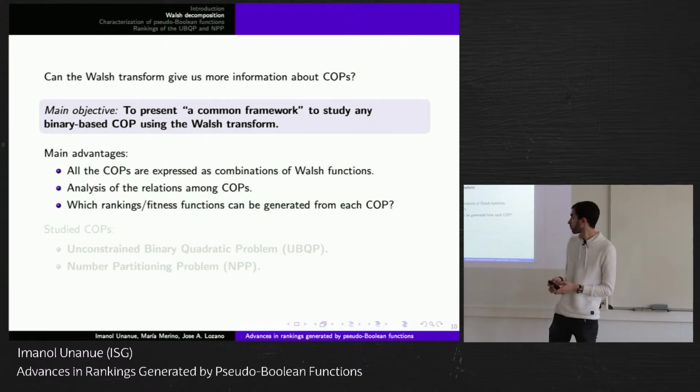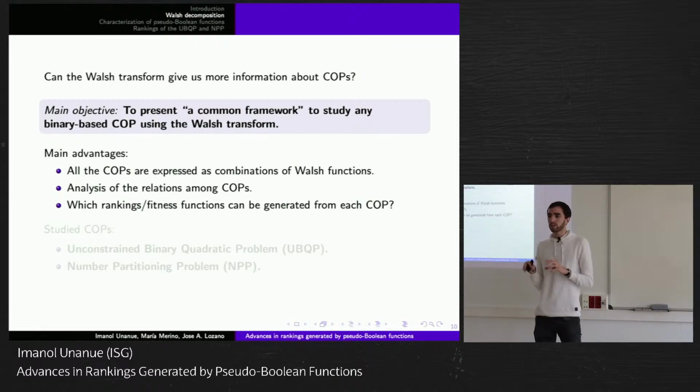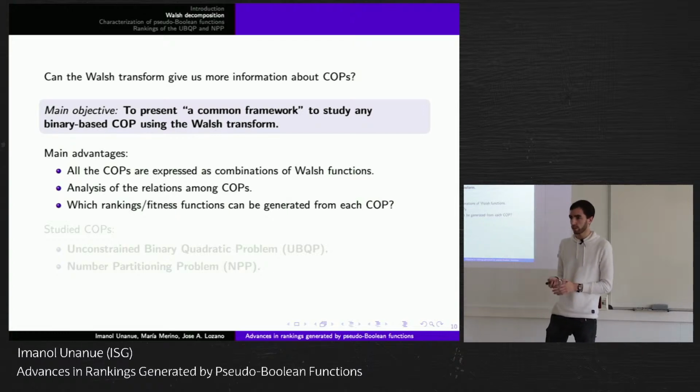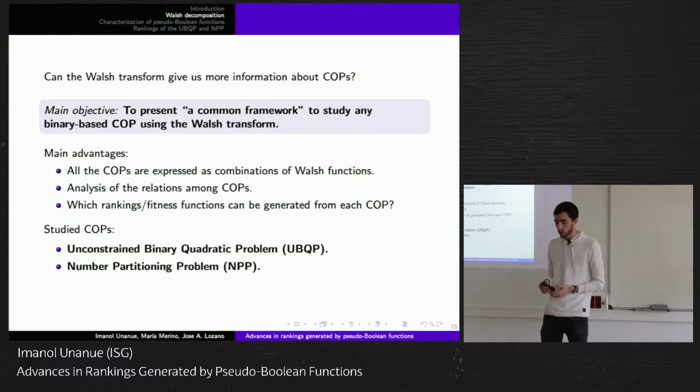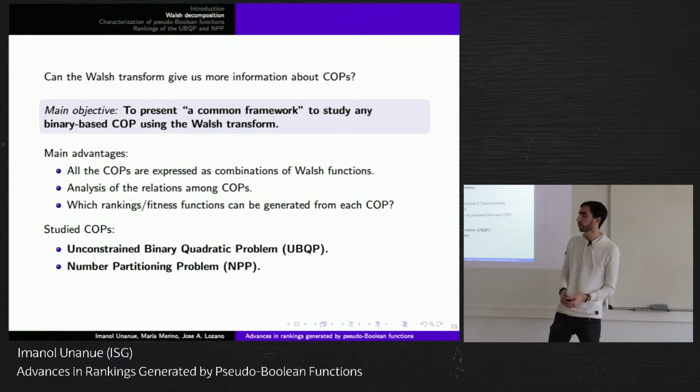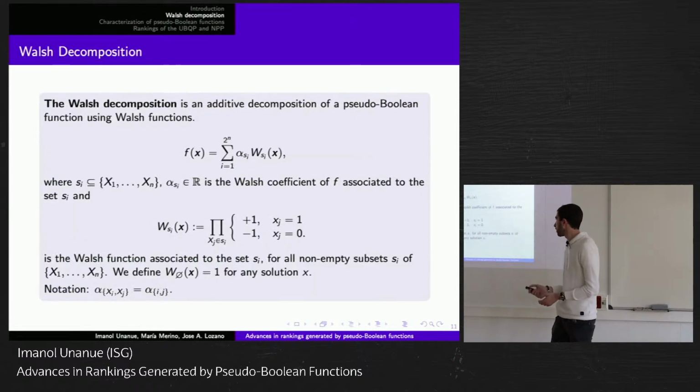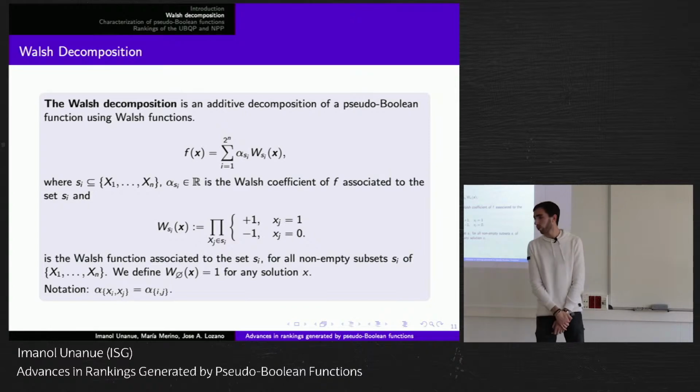Which are the main advantages of using that? First of all, no matter the definition or the specific particularities of the combinatorial optimization problem, we take them to the Walsh function, which is, let us say, like an abstract world in which we can compare all of them. We can observe the equivalences and relations, and we can also study the number of scenarios that each binary-based combinatorial optimization problem can generate. Throughout this work, I will mention two of them, which are the unconstrained binary quadratic problem and the number partitioning problem. So this is the formal definition of the Walsh decomposition.